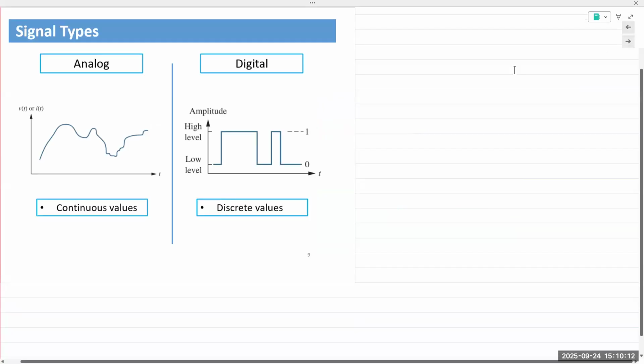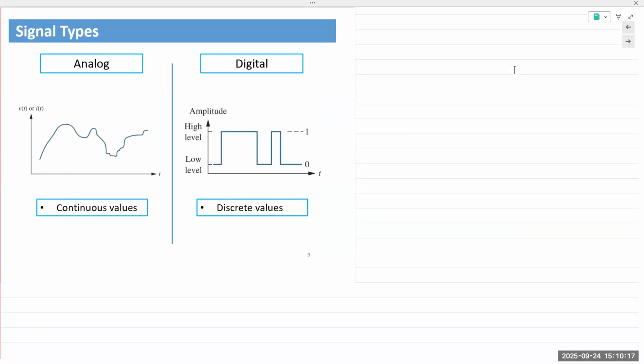Okay, signal types. When we refer to signals in electrical engineering, we use it as a synonym for waveforms or functions, pretty much any kind of physical quantity like voltage or current. So signals can be used to refer to any kind of waveform or any kind of function. Two broad classifications of signals are analog and digital.